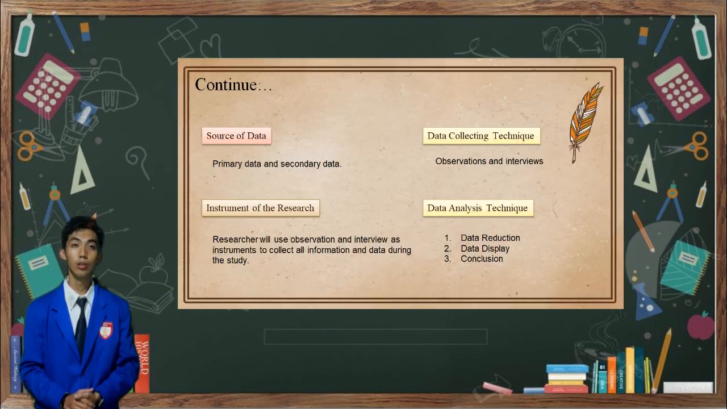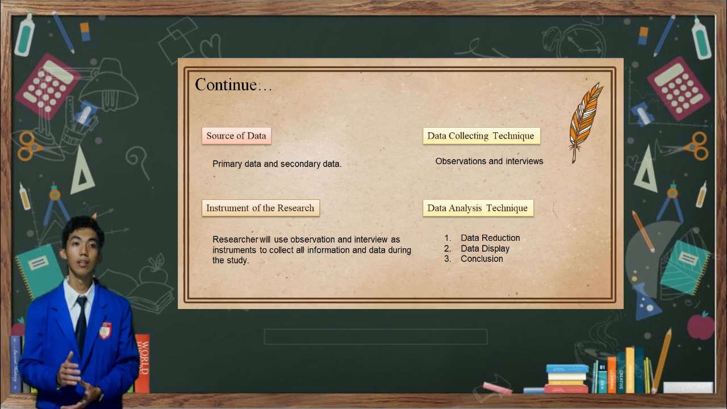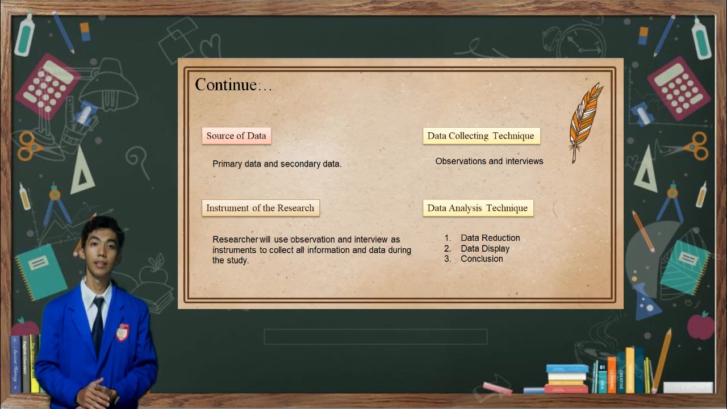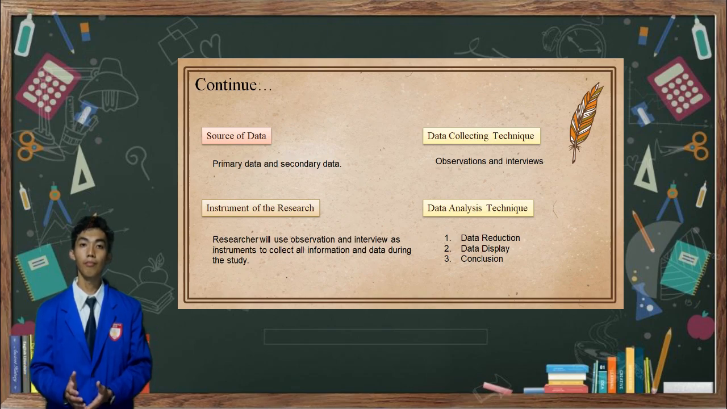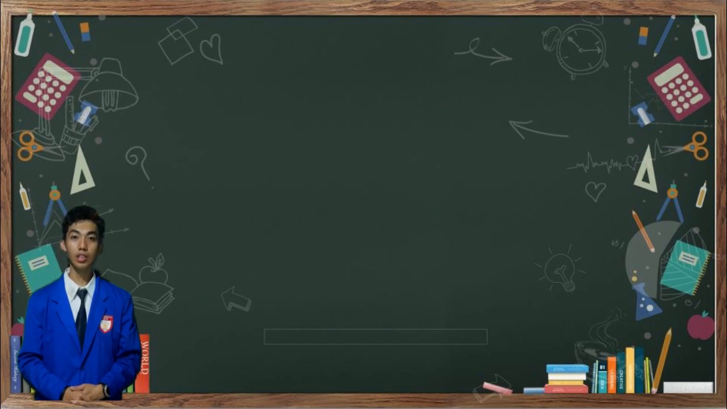So the source data is primary data and secondary data. The instrument of the research: the researcher will use observation and interview as instruments to collect all information and data during the study. So the sixth is the data collecting technique, observation and interview. The last is the data analysis technique. The first is data reduction, then data display, and that's all my explanation about the research proposal.